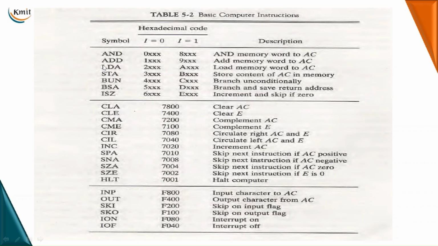This table gives you the overall set of computer instructions, which are classified into three types: memory reference instructions, register reference instructions, and input output instructions. We have already seen the memory reference and register reference instructions as well as the input output instructions.